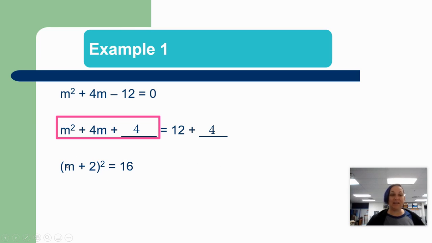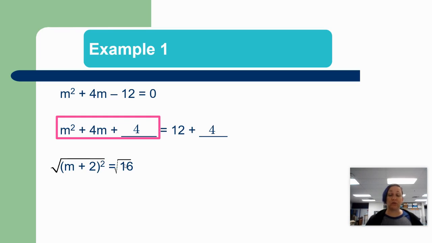Next, I'm solving for m. I'm trying to get the letter m by itself. So the next thing I'm going to do is try to get rid of this square. The opposite of squaring something is square rooting it, so I'm going to square root both sides. When you square root the left-hand side, the square and the square root just cancel out, and you'll be left with the m plus 2 that was underneath it.